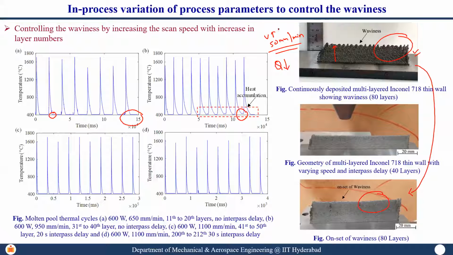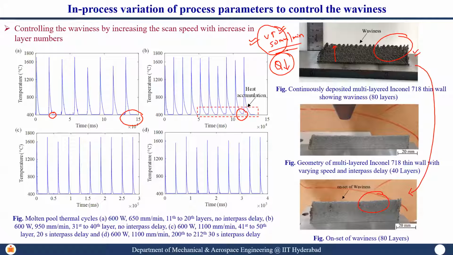Now, if you keep on increasing the velocity, you will reach a point where there won't be any deposition. If you don't change the velocity, then you will see the onset of waviness, and it will keep on increasing. Again, you are in a deadlock situation. You cannot increase the velocity anymore or reduce the power or energy anymore because there won't be any deposition. Then what are we going to do?